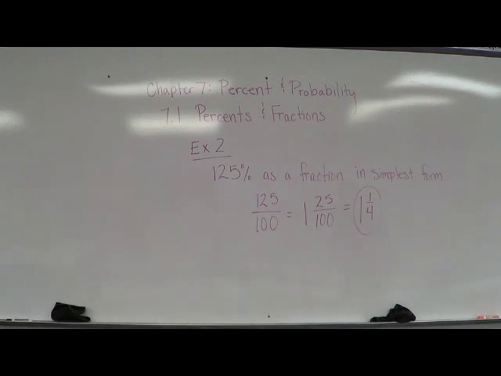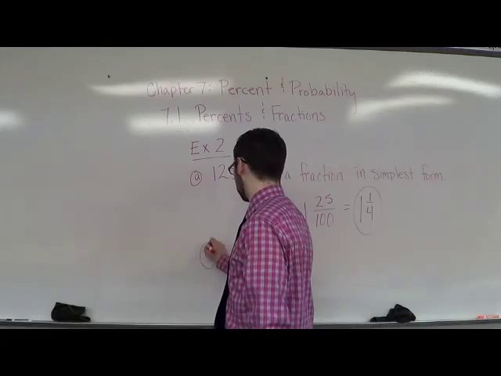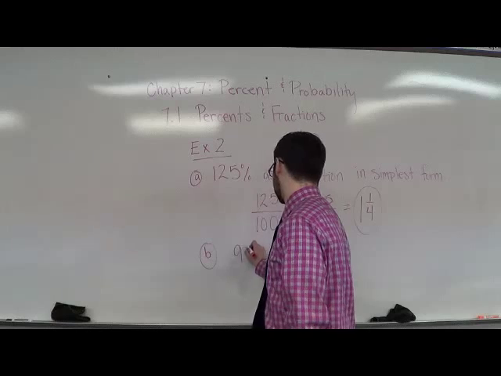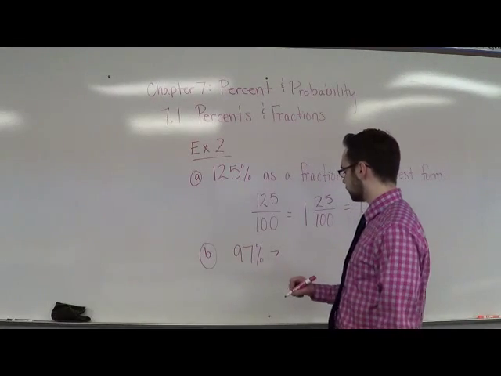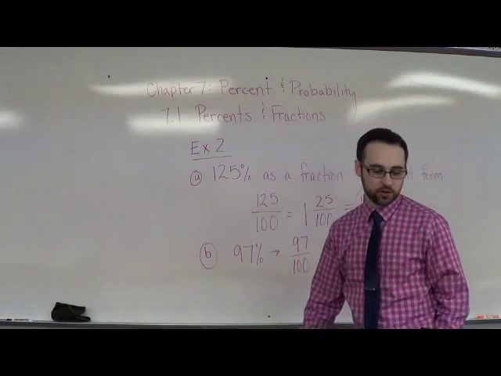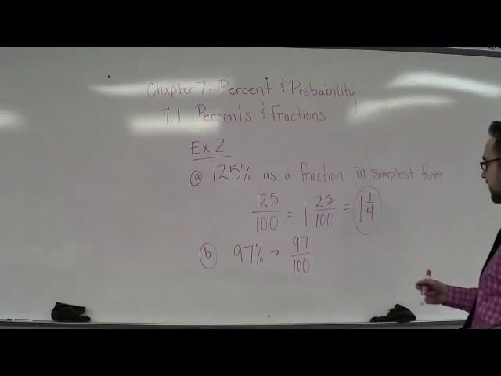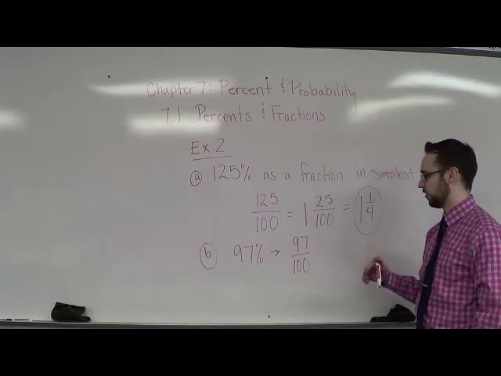So for instance, let's take a look at a couple more of these. So we'll call this A, and let's say we have B. I want to do this again with 97%. I can write that as 97 out of 100. We want to know, can I divide 97 and 100 by anything that's the same? I can't. That's as far as it goes, because 97 is a prime number, or at least it doesn't have any relationships to 100.